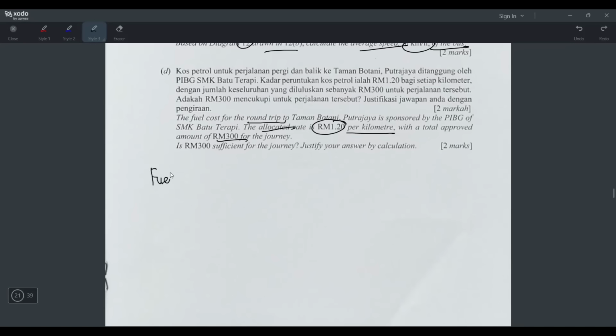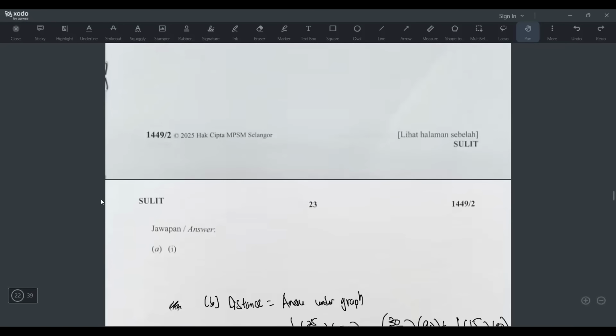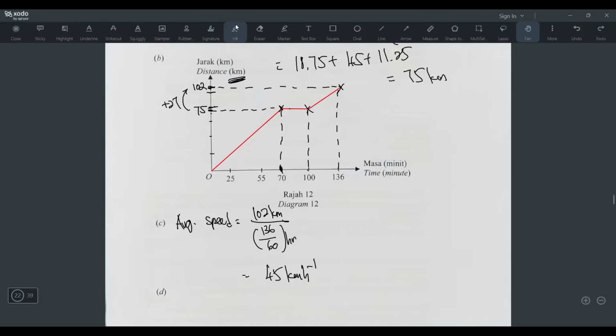So I will have to calculate my own fuel cost. And then after that, check whether my answer is more than 300 or less than 300. If more than 300 means not enough, not sufficient. But if it's less than 300 means sufficient. Dia cukup. Okay, how to calculate the fuel cost? They already said here, the rate is 1 ringgit 20 cents per km. So RM 1.20 is per km. But how many km do you travel? 45, right? But wait, hold on.